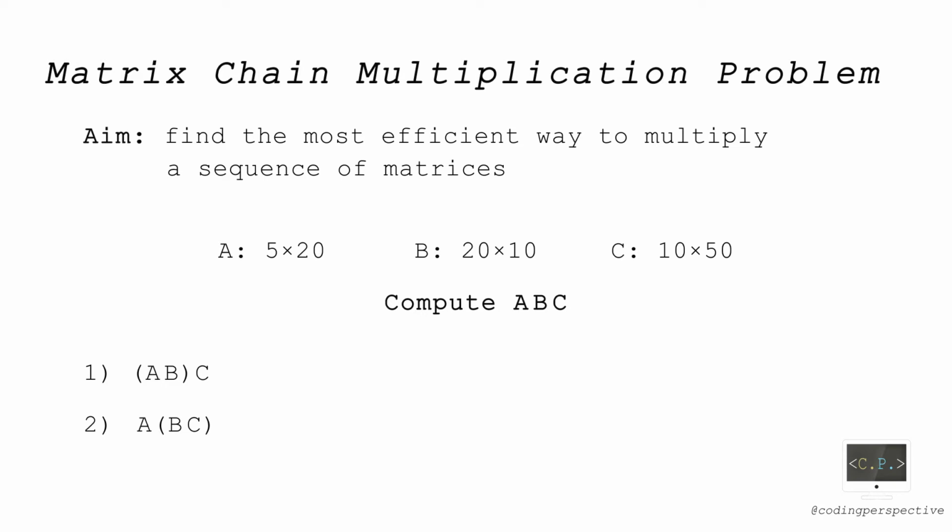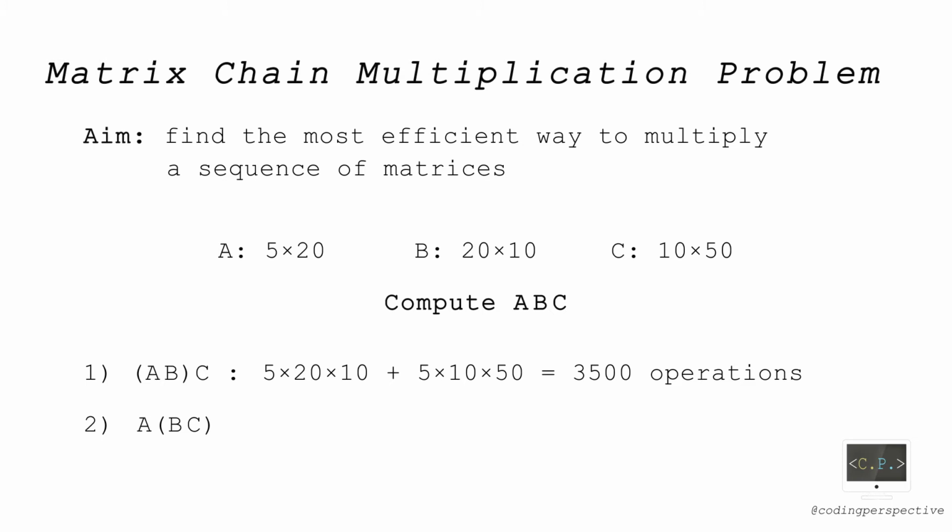In the first option, multiplying A with B requires 5 times 20 times 10, which is 1000 operations. Since A times B is a 5 by 10 matrix, multiplying it with C requires 5 times 10 times 50, which is 2500 operations. So in total, we need 3500 operations for the first option.